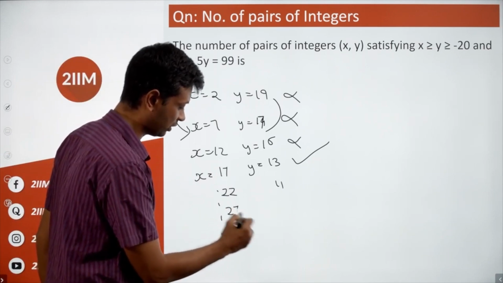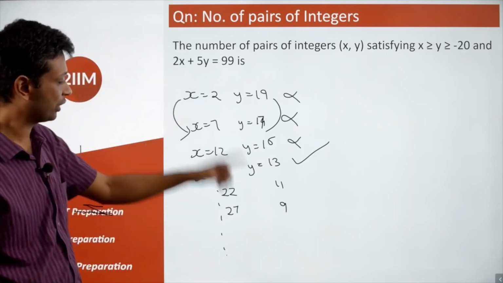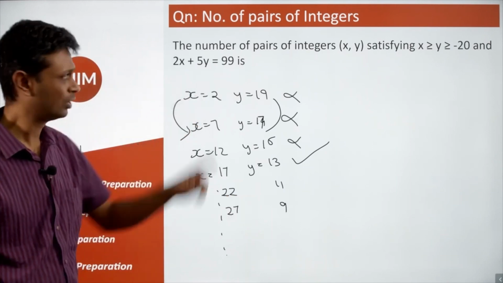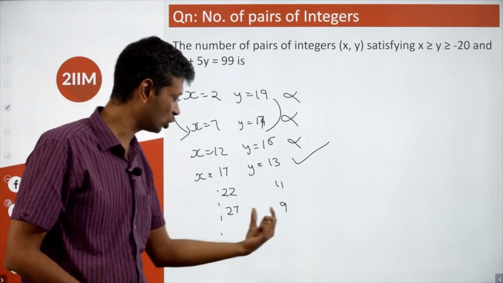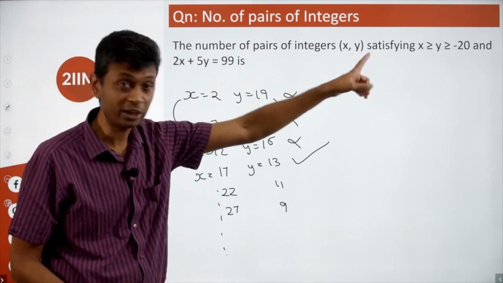This becomes 27, y becomes 9. 27 into 2 is 54, 9 into 5 is 45, they add up to 99. Right? So the first condition, x greater than or equal to y, works. Right? Now we have to think about y greater than or equal to minus 20.